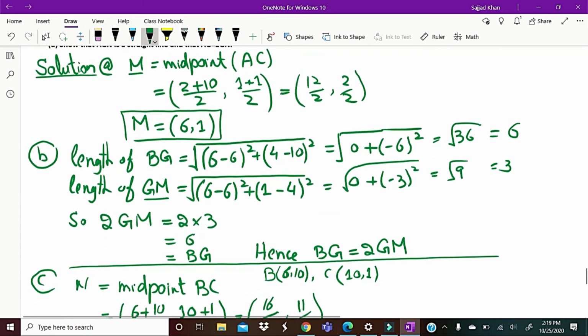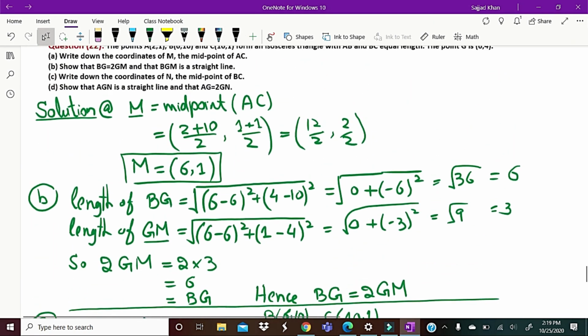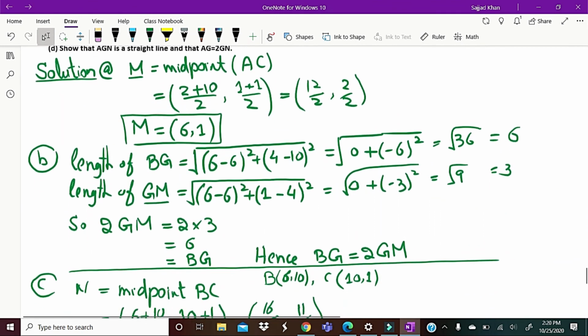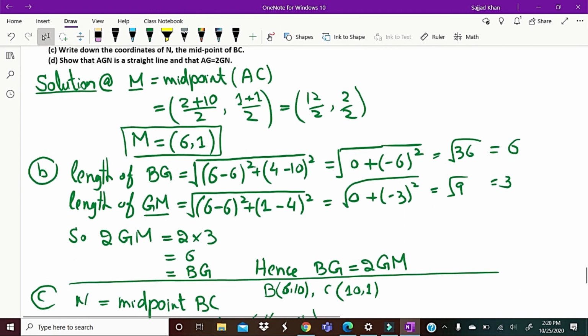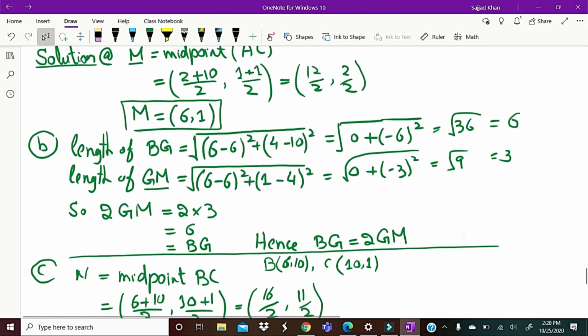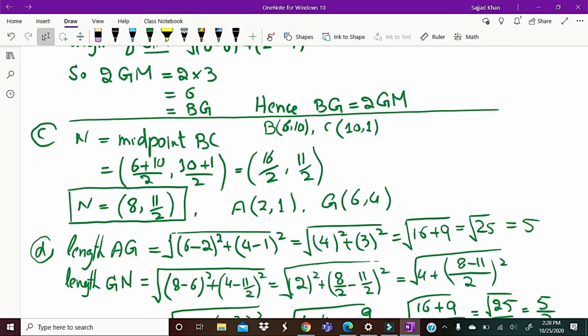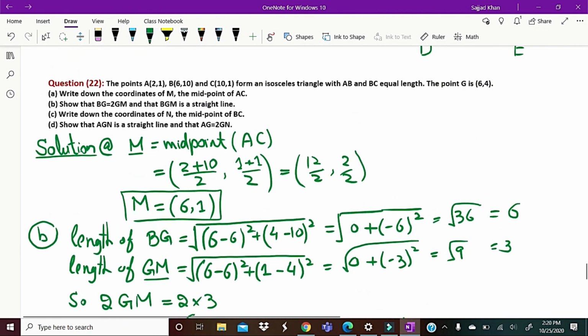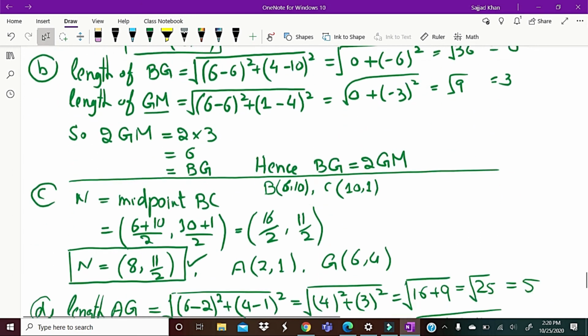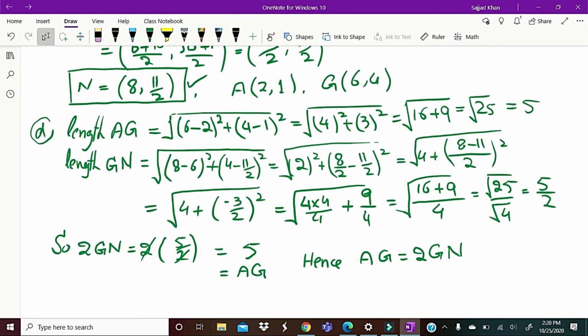And next, part C says write down the coordinates of N, the midpoint of BC. So we need to find the midpoint of BC. Again, very simple, just use the formula and you get the midpoint. And the last part is to show that AGN is a straight line and that AG is equal to 2GN. So find the lengths of these. AG is 5 and the length of GN is 5 over 2. If you multiply the length of GN by 2, that gives us 5. So that means AG is equal to 2GN.